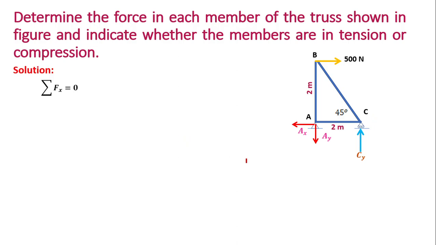So we have the summation of forces in X. AX is going in the negative x direction, and the other one is going in the positive x direction. So we have negative AX plus 500 equals 0. If we check, transposing, AX will become positive, and 500 is the value of our AX. If you use the summation of forces in Y, we have two unknowns, CY and AY.